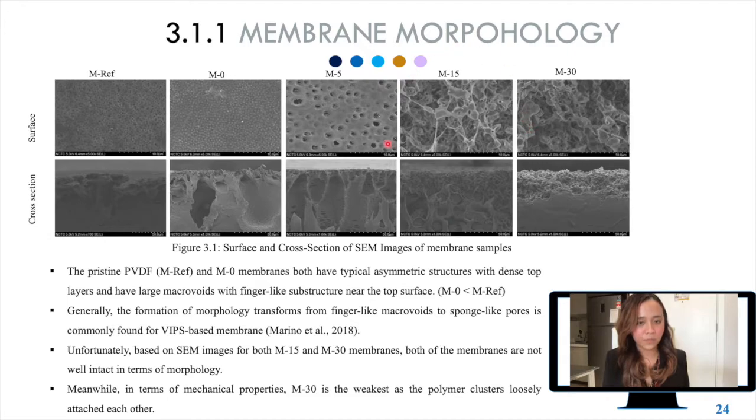Unfortunately, based on SEM images for both M15 and M30 membranes, both of the membranes are not well intact in terms of morphology. Meanwhile, in terms of mechanical properties, M30 is the weakest as the polymer clusters loosely attach to each other.